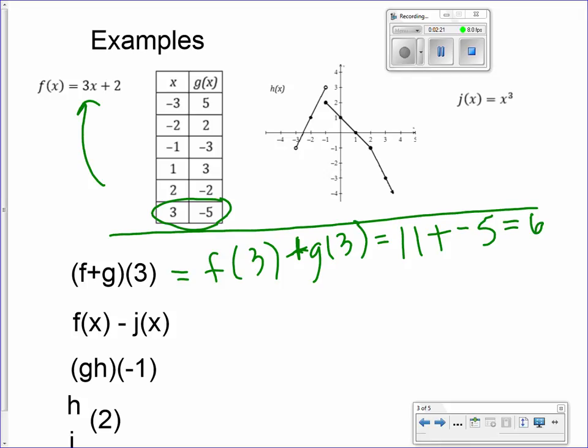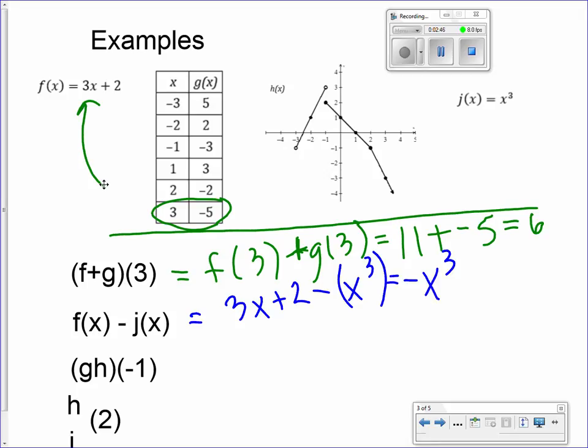Moving to the next one, f of x minus j of x. This time you're doing a function operation and there is no value. So the input is just an x. So what you want is an equation at the end. So f of x is 3x plus 2 minus all of j of x, which is x cubed. And then you're just going to simplify as much as possible.